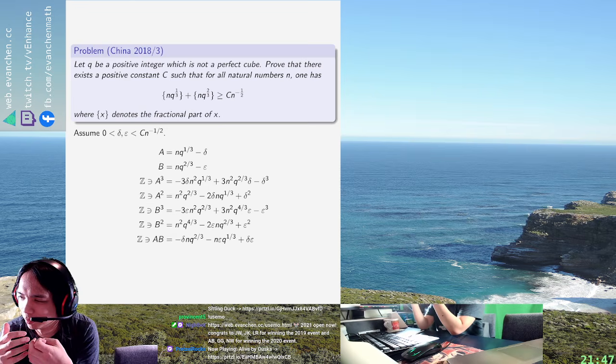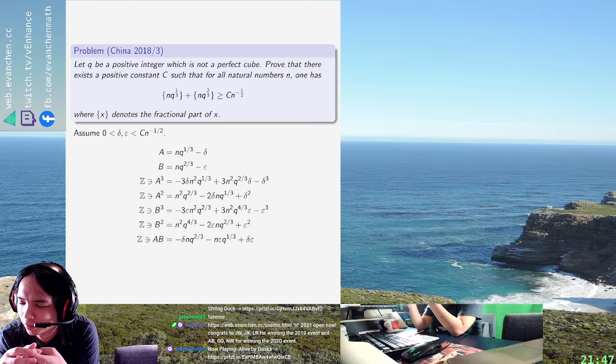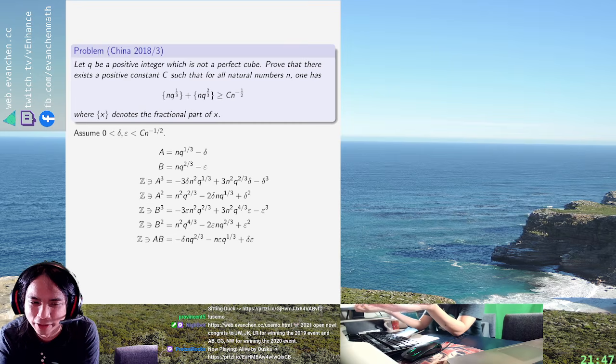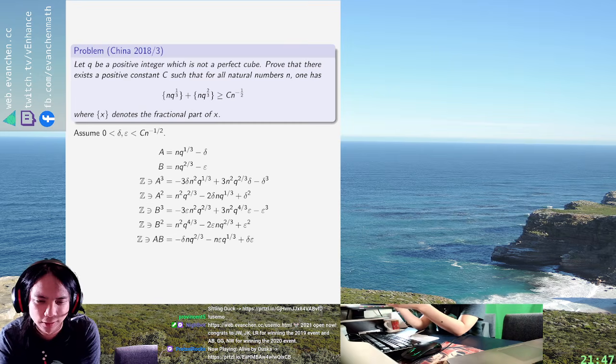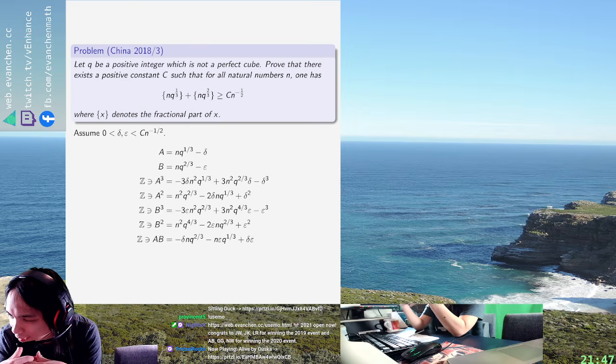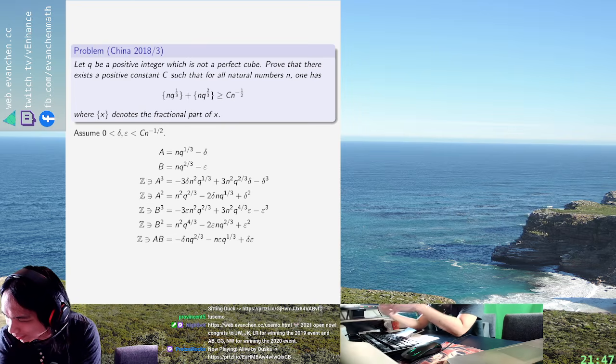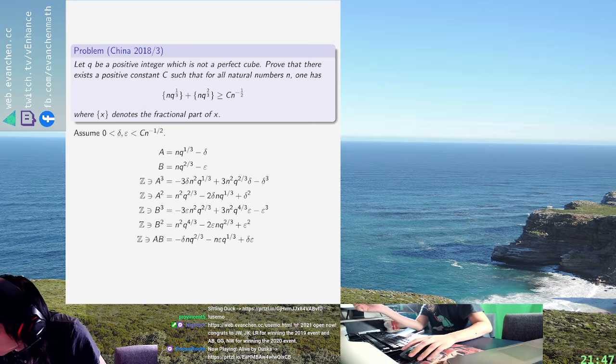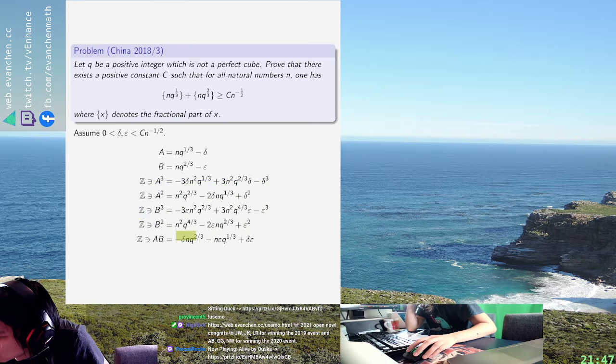So there's 4 kinds of things, right? It's either delta or epsilon, and it's either cube root of q or twice q to the 2/3. So there's 4 different types of terms. I have 5 things. So in principle, maybe some combination should kill them all, but I don't know which combination to pick.